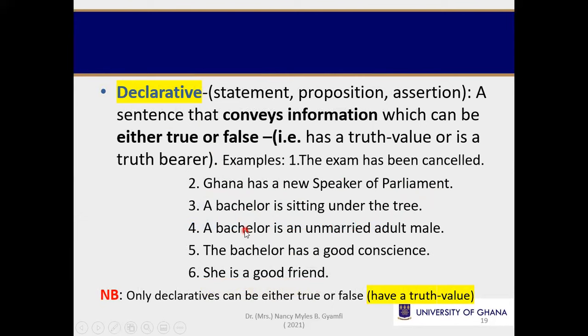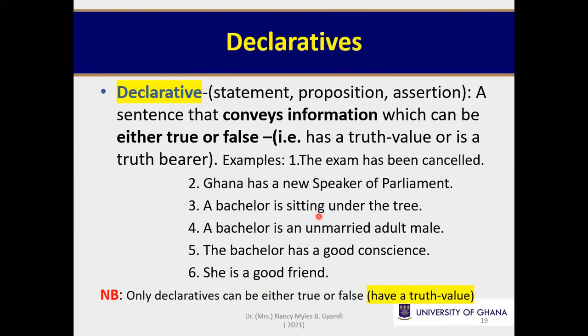Okay. Then a bachelor is an unmarried adult male. It's also a declarative, by which I'm showing you how to use the word bachelor. So this is a declarative type definition. Then the last one, the bachelor has a good conscience. It is also a declarative, but a certain type. Which one? Value judgment. Because of my use of the word what? Good. I have gone ahead of myself just to help you for clarity.